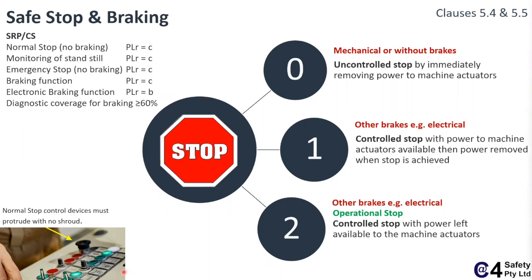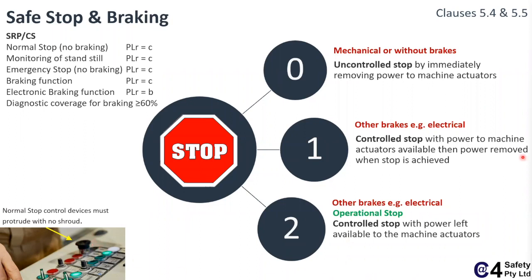Final comment on there: if you've got a normal stop button, if you ever ask a salesperson who works in machinery safety, they'll tell you that's a black e-stop. Just beat them about the head for a couple of minutes and beat some sense into them. That is just a mushroom style stop button, and it's got to protrude, and it shouldn't have a shroud, which is why we've used that.